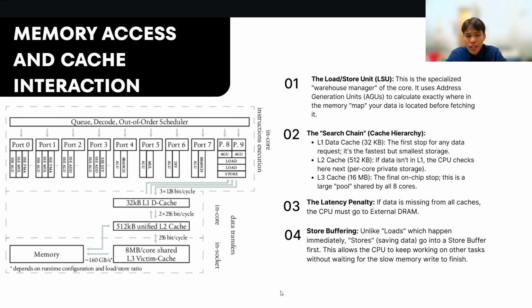To keep things moving, store buffering allows the CPU to save data to a temporary buffer first, so it can move on to the next task without waiting for slow memory writes to finish.